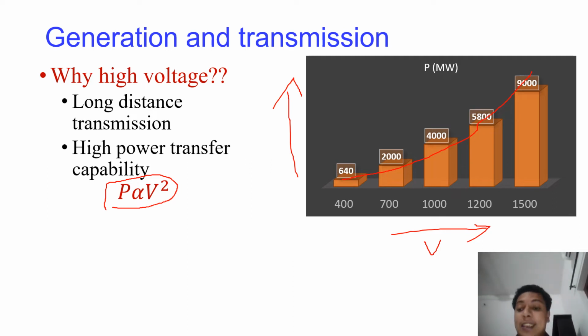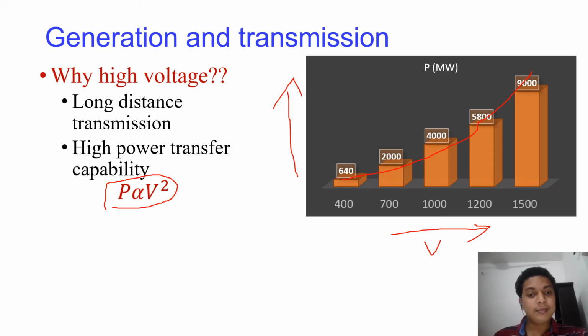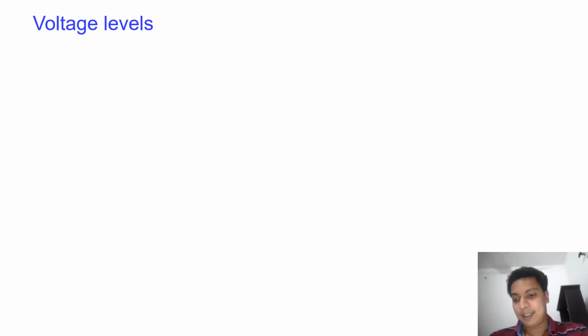We already discussed the voltage levels available in India, right? So why we went for these higher voltage levels is quite understandable from this figure. As your voltage level increases, your power transfer capability also increases to a much higher extent. I think you are able to understand that here. What are the voltage levels that we have?